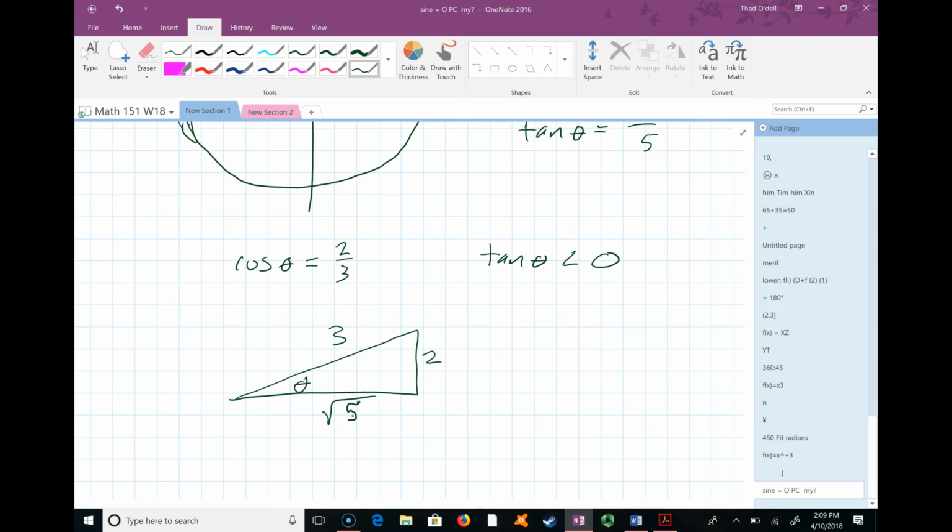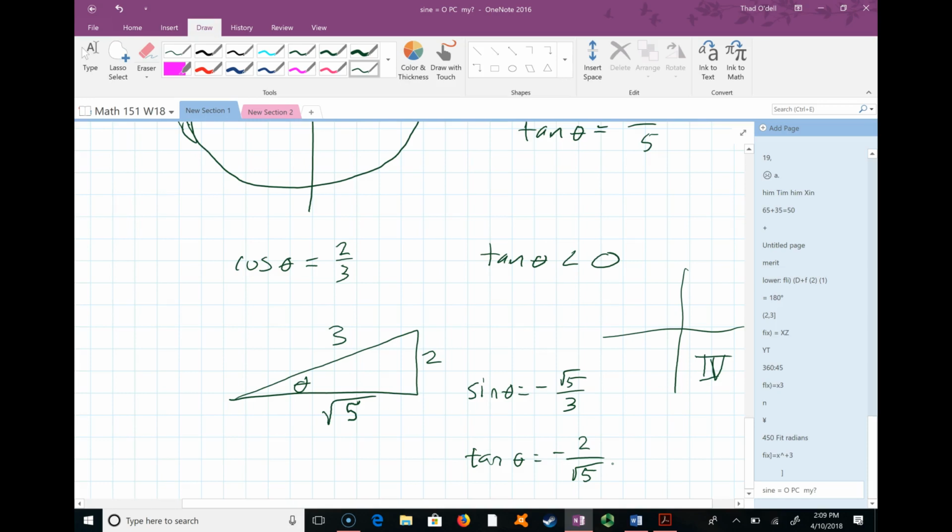Okay, and since cosine's positive and tangent is negative, that's got to be in the 4th quadrant, right? Because that would be going to the right and down, so that would make cosine positive, sine negative, which would make tangent negative. All right, so then let's go ahead and find the other trig values. So sine of theta would have to be negative root 5 over 3, and tangent of theta would have to be negative 2 over root 5.